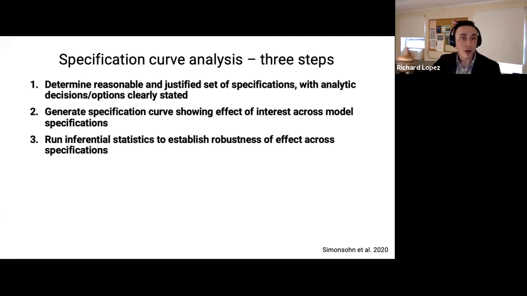So again, you determine a reasonable set of specifications. You lay out what your different analytic decisions or options are. You generate your specification curve, right? So that gives you a really good overall qualitative picture. And then you just do some additional bootstrapping, create a null distribution and compare the observed SCA curve against the null SCA curves, just to see truly how significant and strong the effect is in the observed SCA. So that's the overall idea.